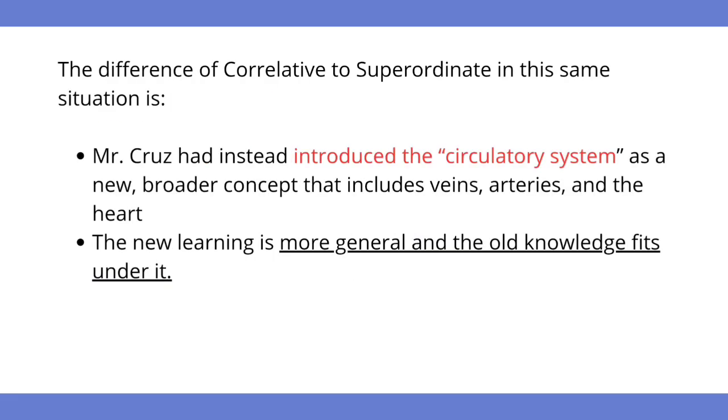The difference of correlative to superordinate in this same situation is: the correlative expands and deepens their existing knowledge, while the superordinate will introduce the circulatory system as a new, broader concept that includes veins, arteries, and the heart. The new learning is more general and the old knowledge fits under it.